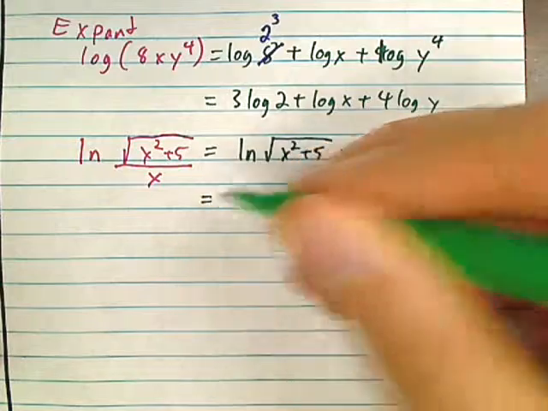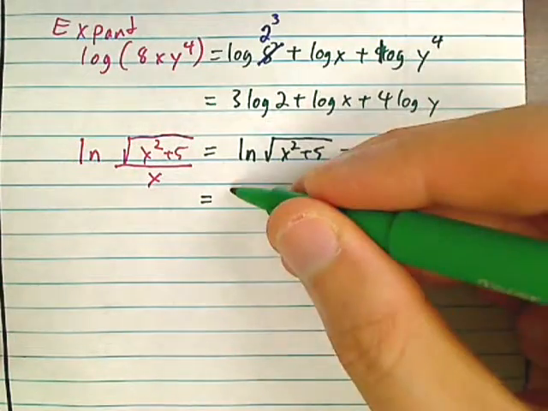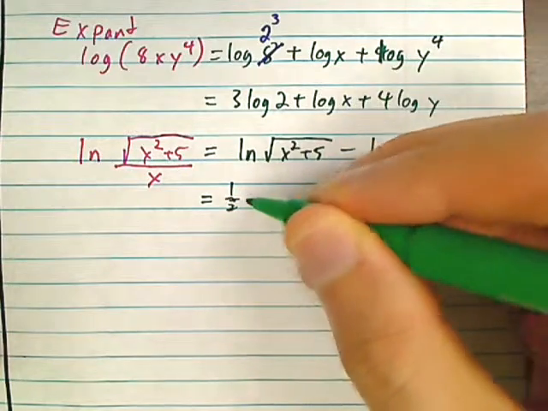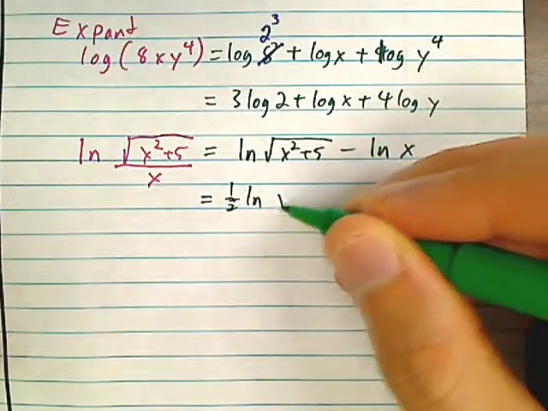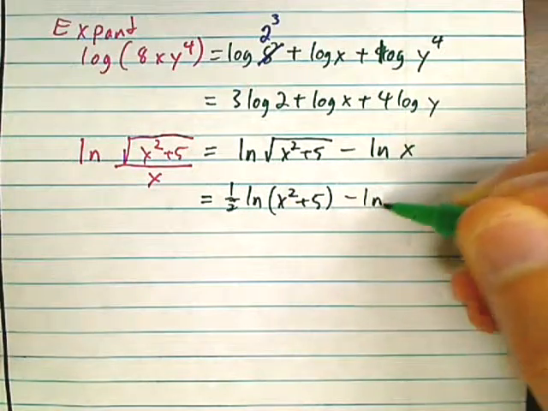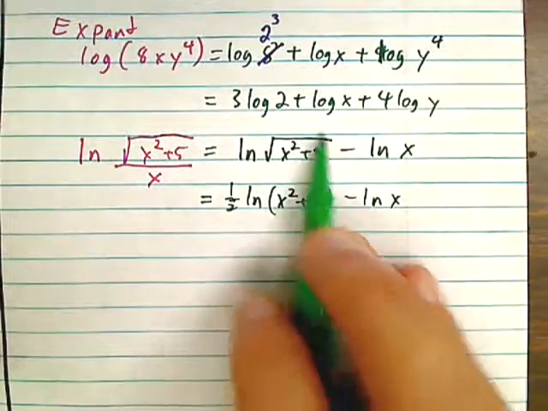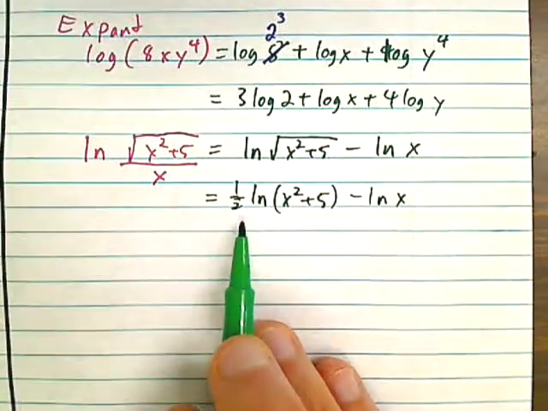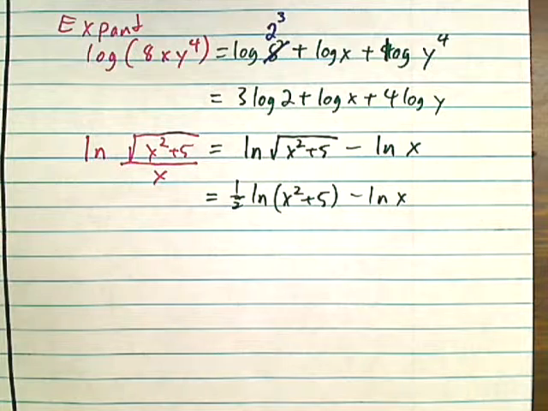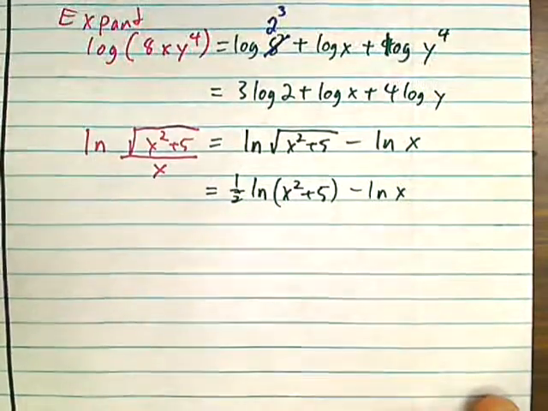One thing I am going to do is that the square root is the 1/2 power. Square root is the 1/2 power. So I can write 1/2 natural log of x squared plus 5 minus natural log of x. And then I'm done. Okay? So that square root comes out. It becomes the 1/2 power. And that's it. That's all I can expand on that. So that's your final answer. Addition can't become anything. So leave that alone.